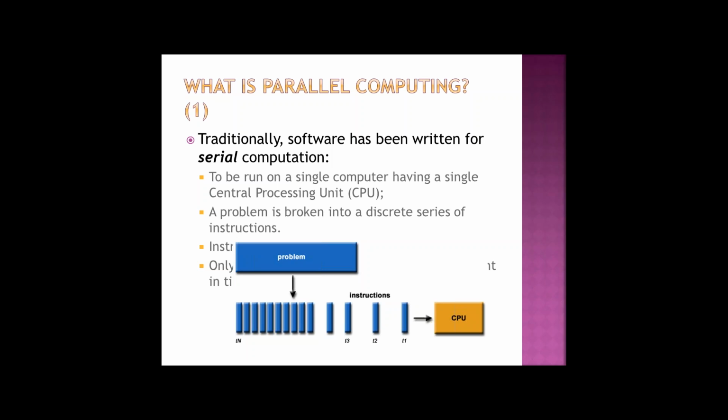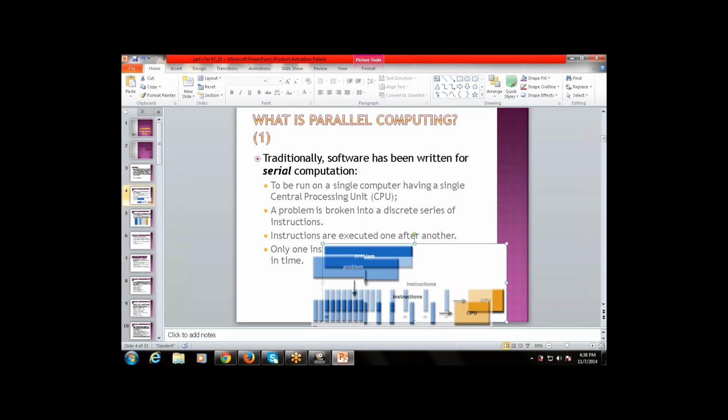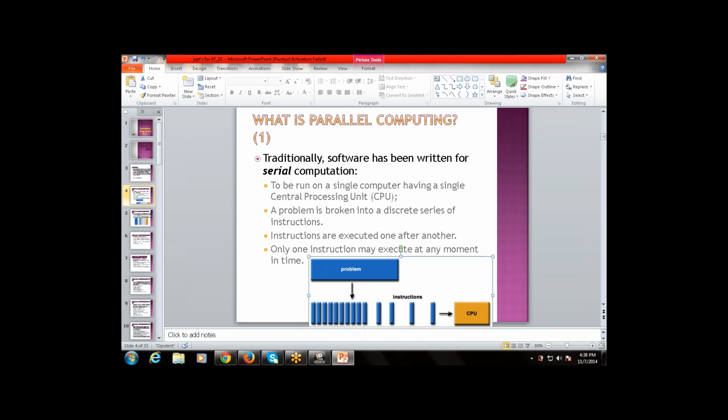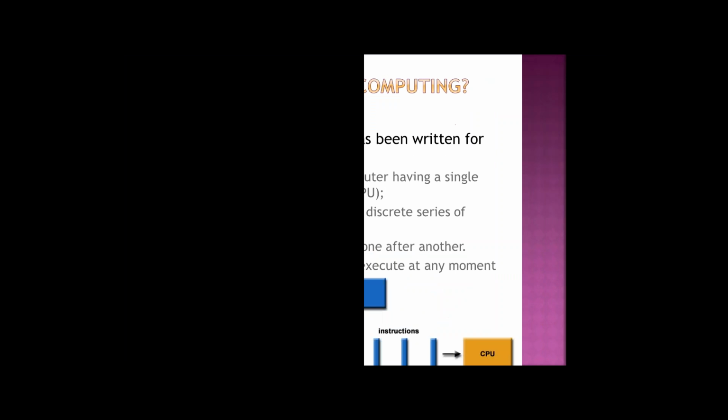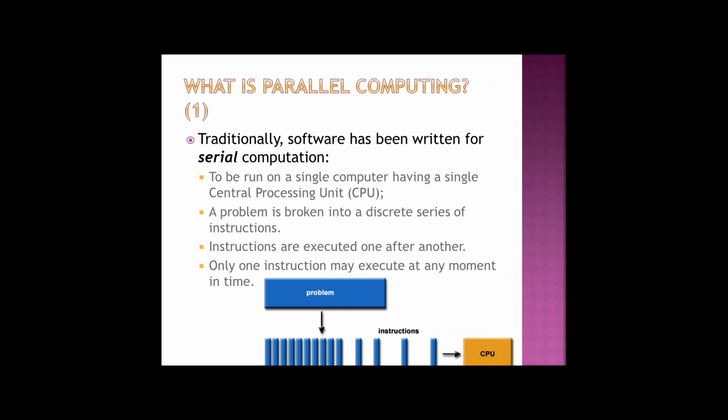A problem or the main task is divided into a discrete series of instructions. The next point says instructions are executed one after another, that is, instructions are executing in a sequence in a serial computation. Only one instruction may execute at any moment in time. That is a serial computation.